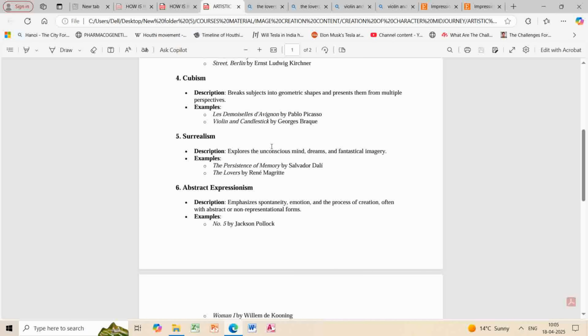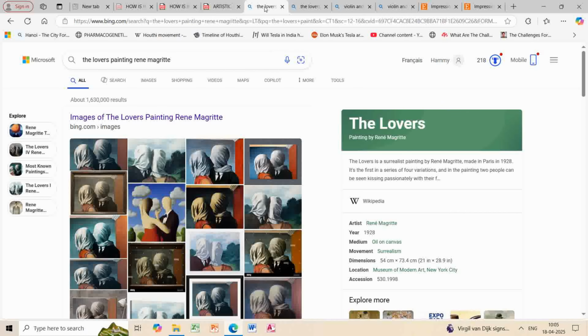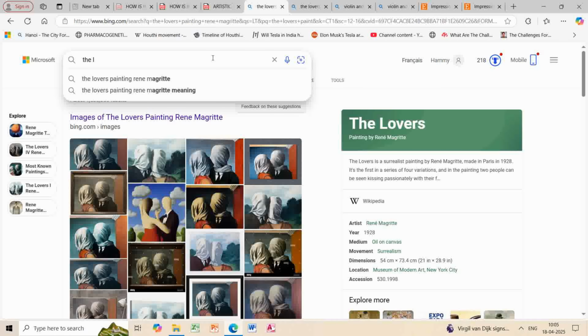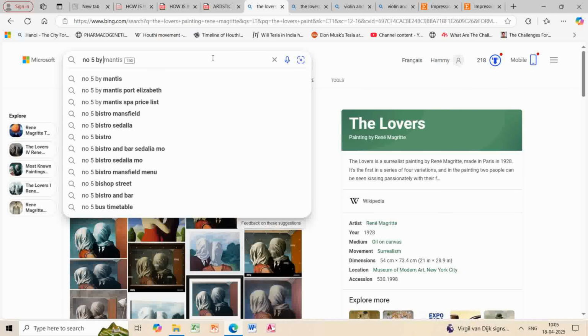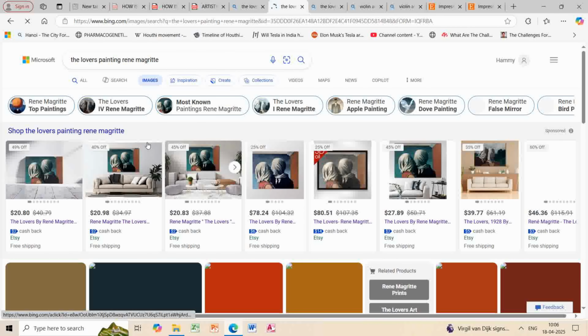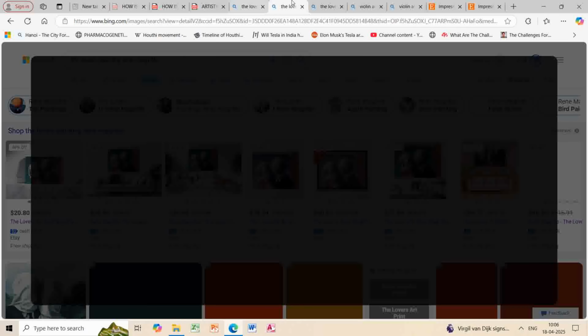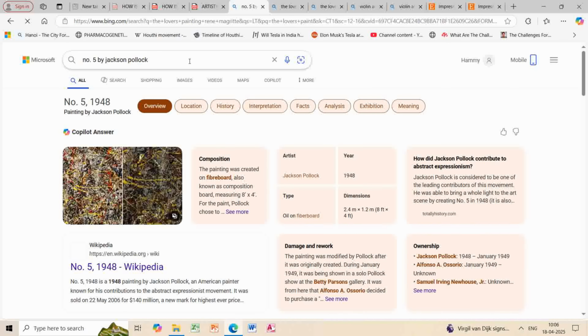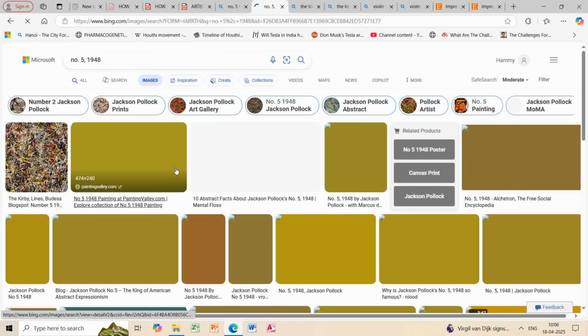The next artistic style is abstract expressionism. This emphasizes spontaneity, emotion, and the process of creation, often with abstract or non-representational forms. Number Five by Jackson Pollock. Let's have a look at Number Five by Jackson Pollock. Here you can see this is an example of abstract art.